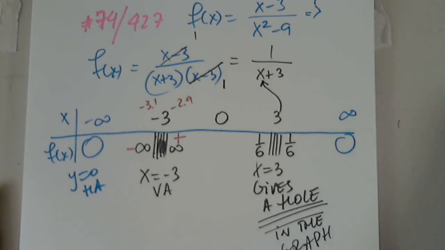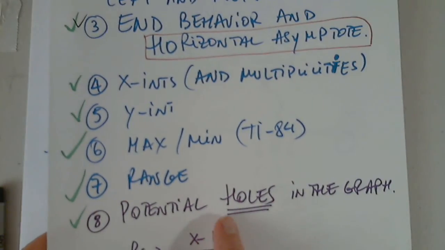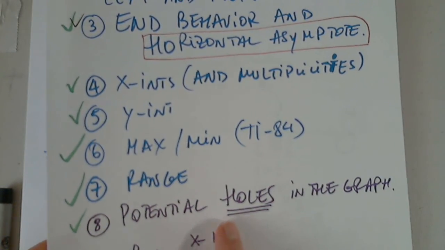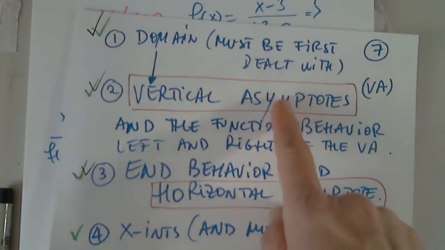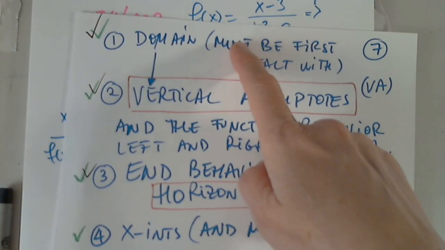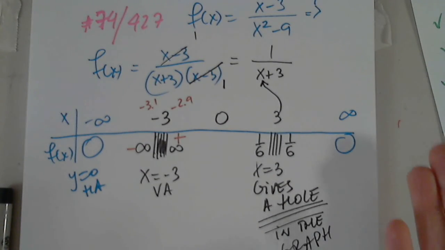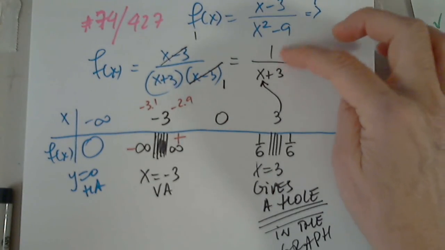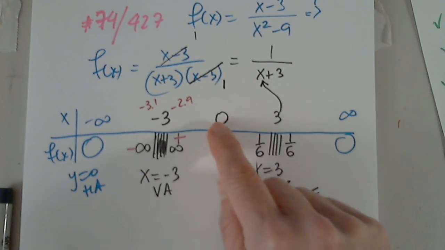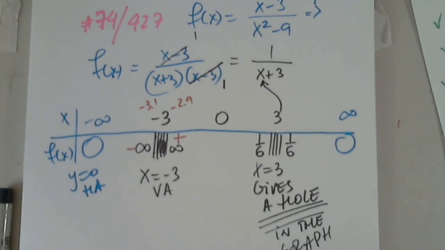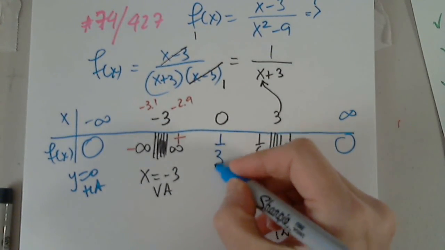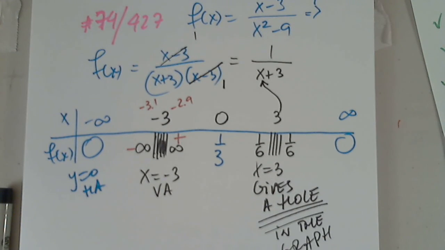So in the span of a minute, maybe a minute and a half, here's what we accomplished. Potential holes, and behavior, vertical asymptotes, domain. All this was done. There are no x-intercepts because a fraction is 0 only when the top is 0. But I have to plug in 0 and get 1/3. That's it. We don't have anything else.